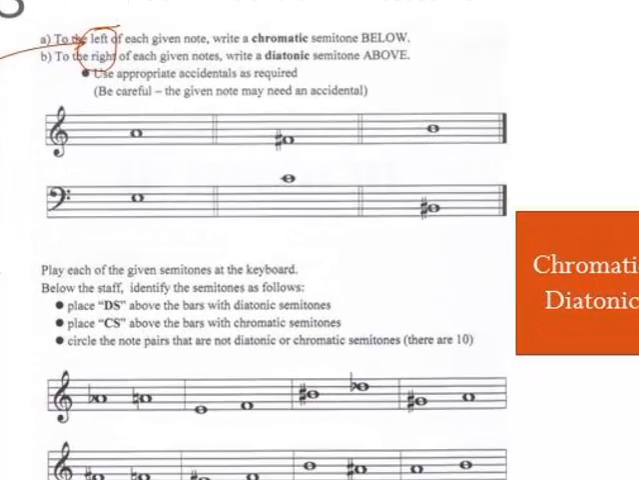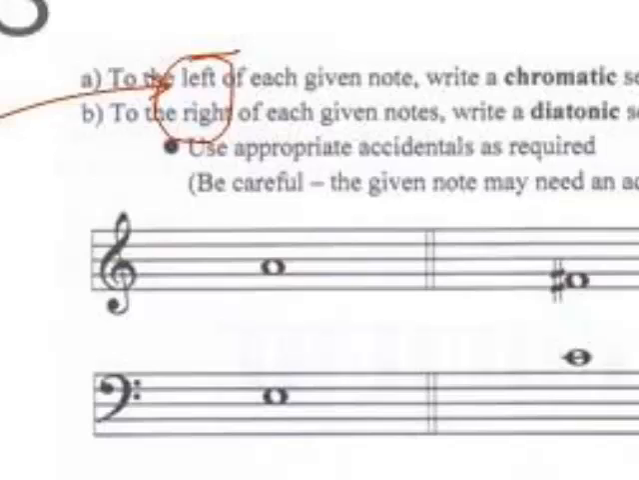On page 29, number 26, this is a little bit tricky. This is a good example of why it's necessary to read the instructions very carefully. To the left of the given note, you're going to write a chromatic semitone below. In our first example, we have an A. So a chromatic semitone below A would be A flat. It has to have the same letter name.